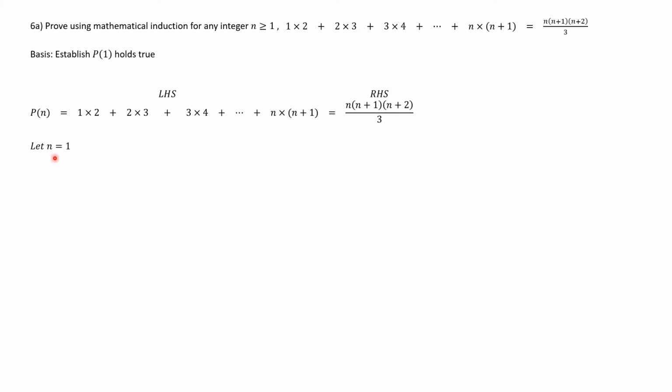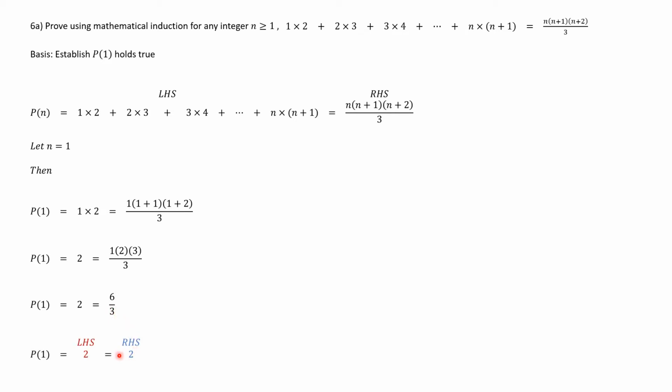So let's let n equal 1. Then P of 1 is going to be 1 times 2 on the left hand side, and on the right hand side it's going to be 1 times 1 plus 1 times 1 plus 2 divided by 3. 1 times 2 is 2, and here we have 1 plus 1 is 2, 1 plus 2 is 3. 1 times 2 times 3, that's going to be 6, and 6 over 3 is 2. We can see that the left hand side equals the right hand side, and we know that P of 1 holds true.